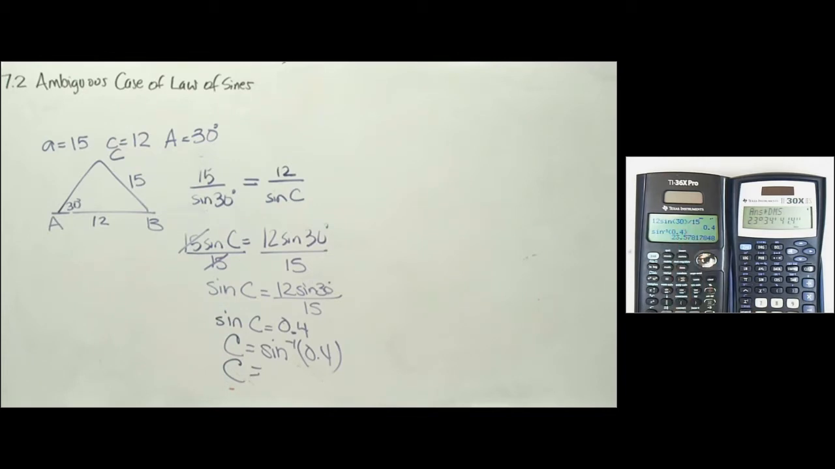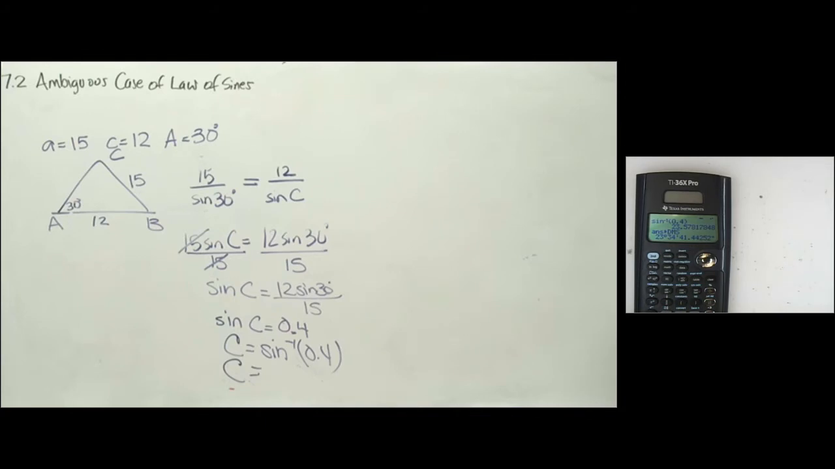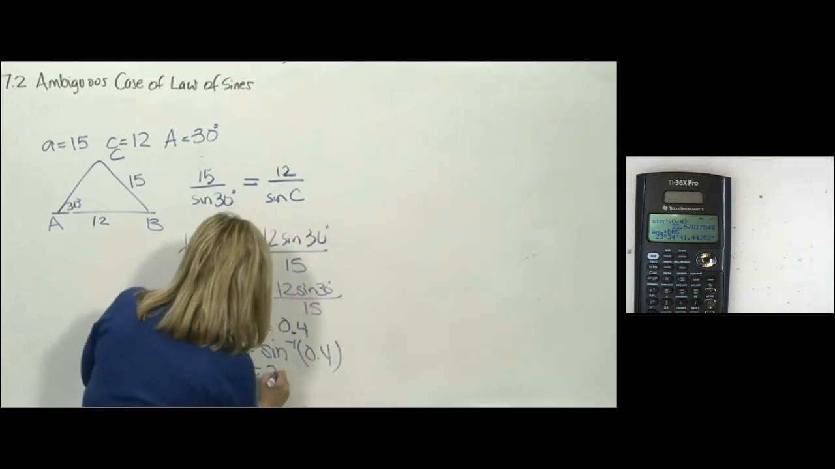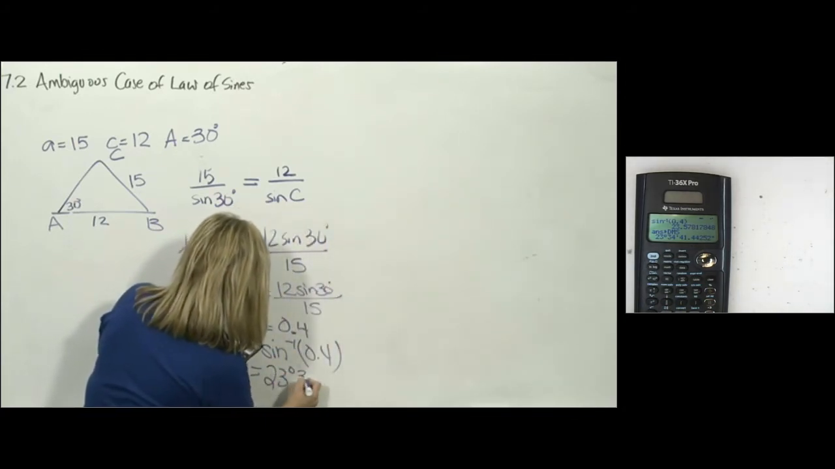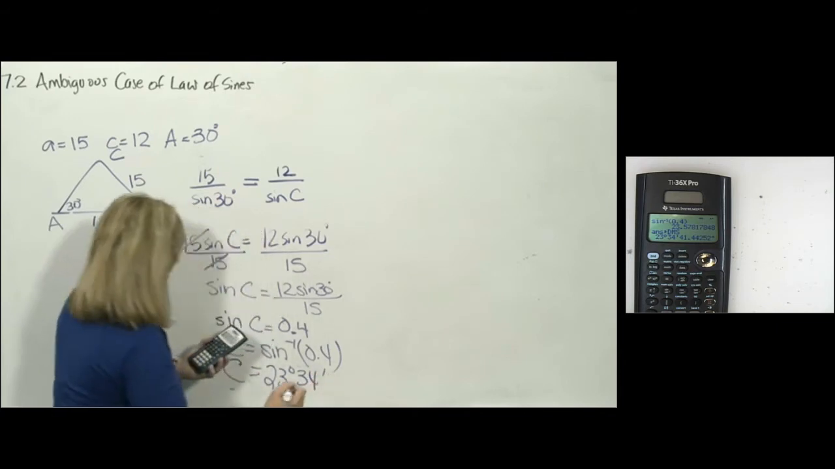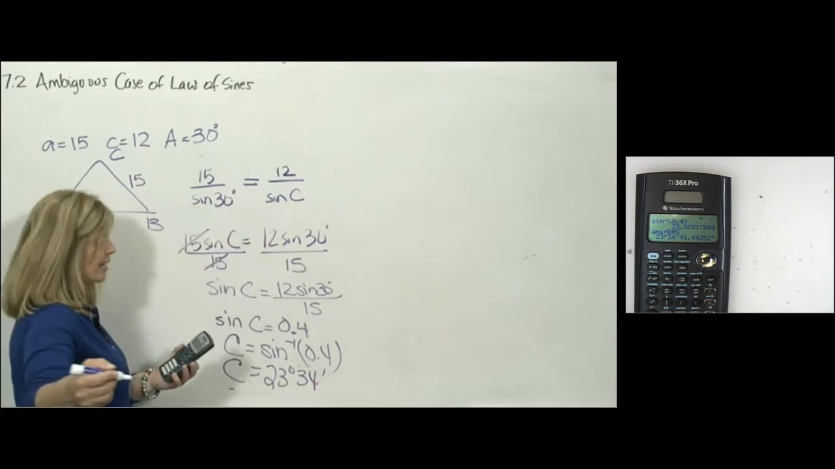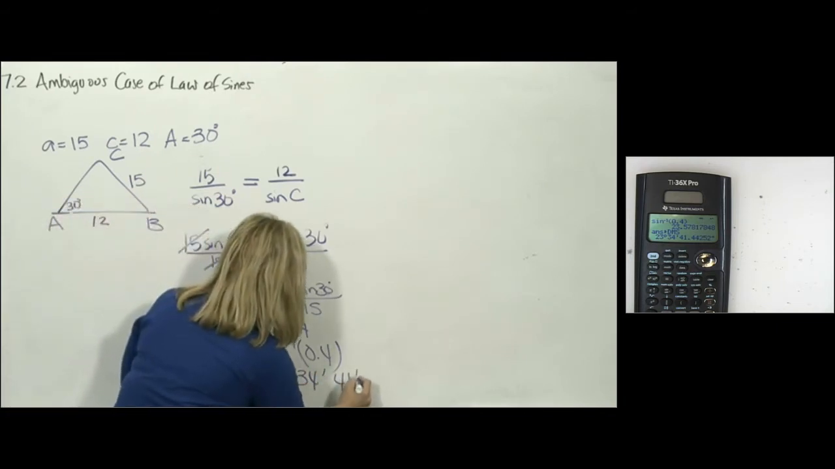On the Pro, my DMS button is under Math. I arrow over to DMS, and then I have to arrow down to number 6. Get it to come on the screen. Did I get the same result? Yes, I did. Everybody's good? Awesome. So now I'm going to go up here and write this. Angle C is 23 degrees, 34 minutes, and 41.4 seconds, which is 41 seconds.